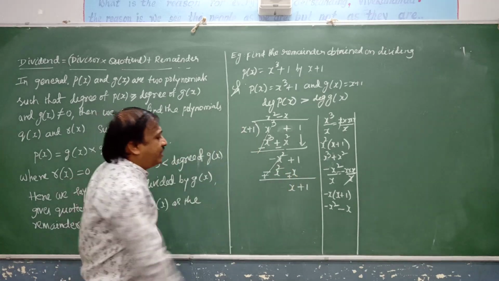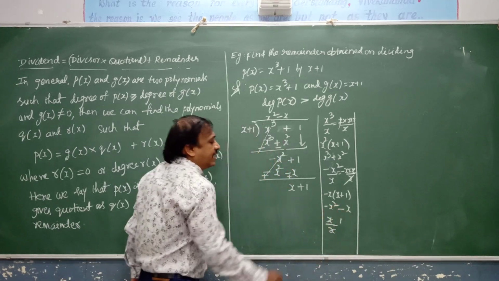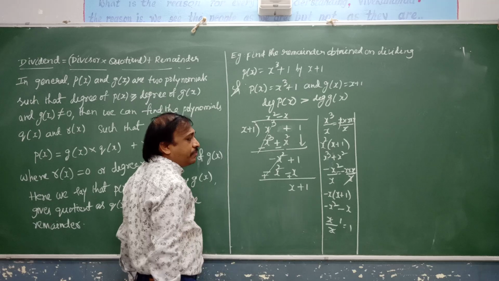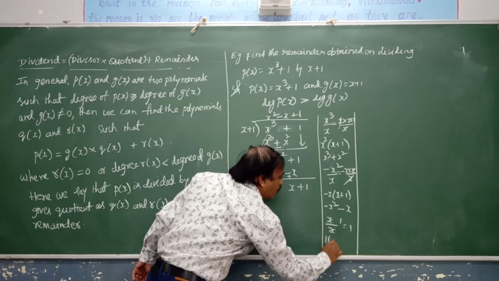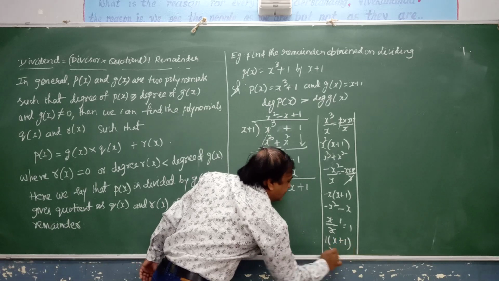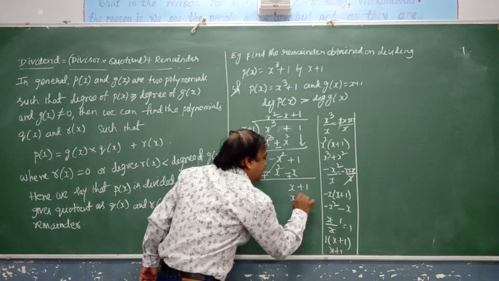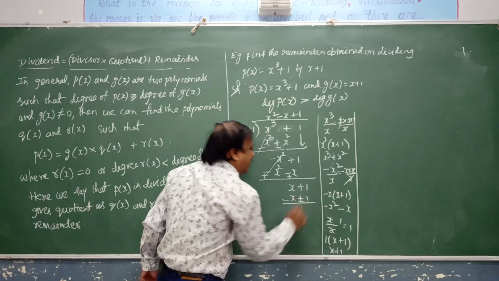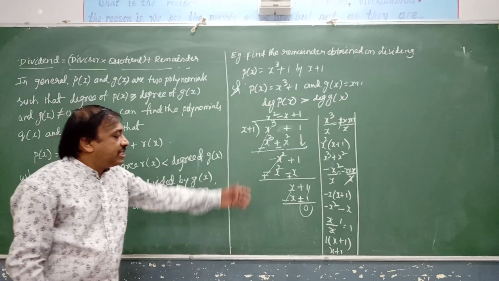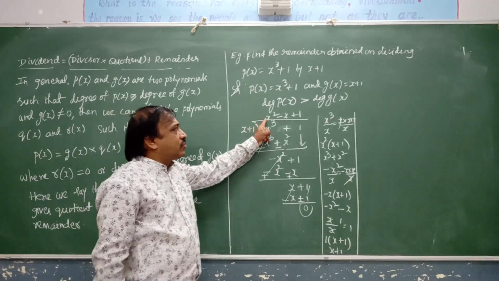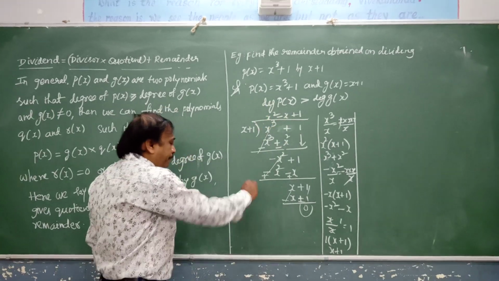Now when you divide this by this, x by x gets cancelled. It will give you 1, so that is plus 1. With 1 now you are multiplying: 1 into x plus 1 into 1. So that is x plus 1. Subtract, cancel. The remainder is equal to 0. What is the quotient? X squared minus x plus 1.